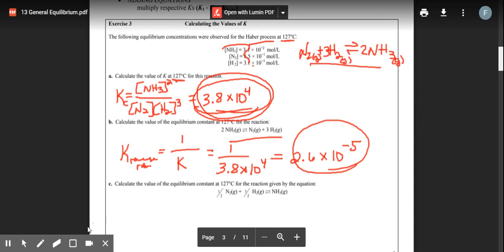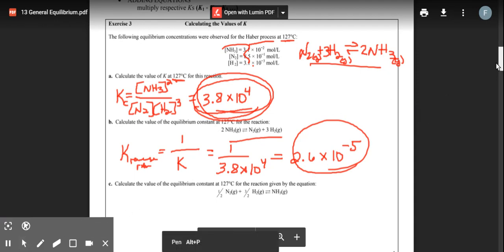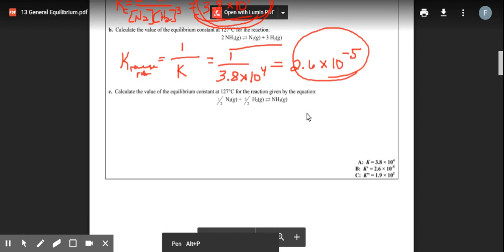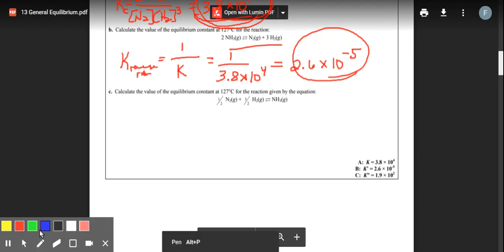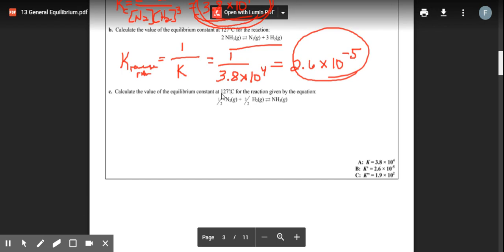Okay, let's look at this last example problem. So what we have for part C is we want to figure out the equilibrium constant, same temperature, so we don't really care about it, for this equation. Now, how the equation we had at the beginning and this equation are different is it's all divided by 2. So basically, you've taken half of your original K.